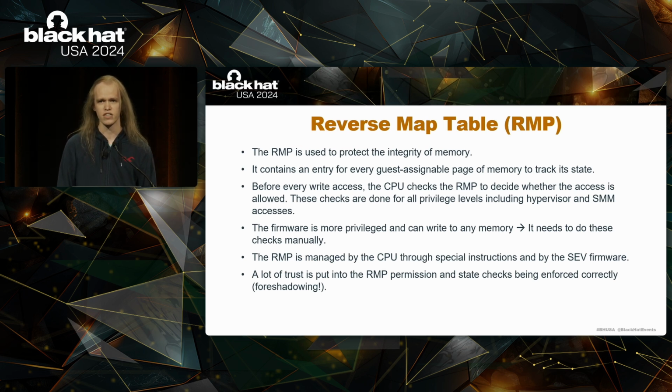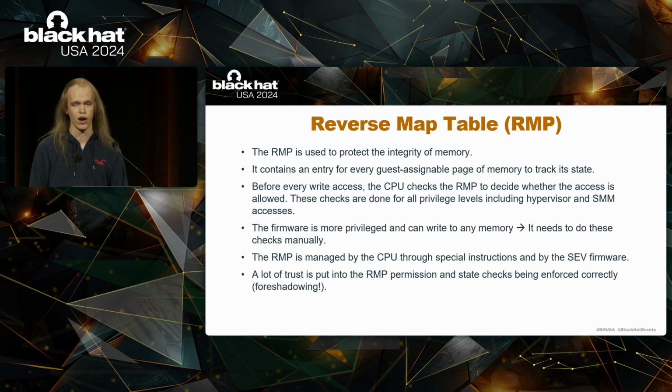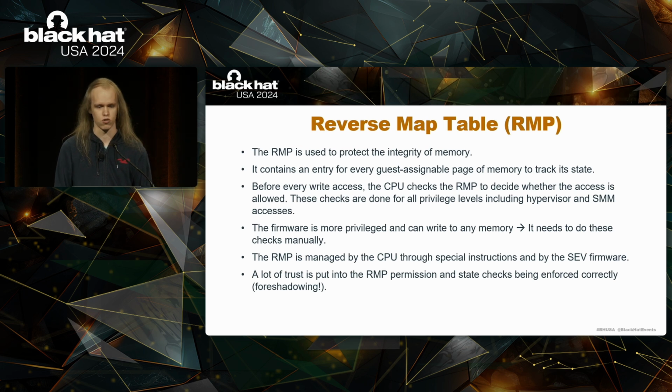And then for every single write to memory, the CPU internally checks the RMP to make sure that the entity that is currently running is actually an entity that owns that memory. And so this all is done to make sure that no memory is written to by the hypervisor to a guest that doesn't own it. Also, a guest can't write to another guest's memory, so this is also tracked in the RMP. Interestingly, for the CPU, this happens automatically for all access levels. However, for the firmware, this is not always the case.